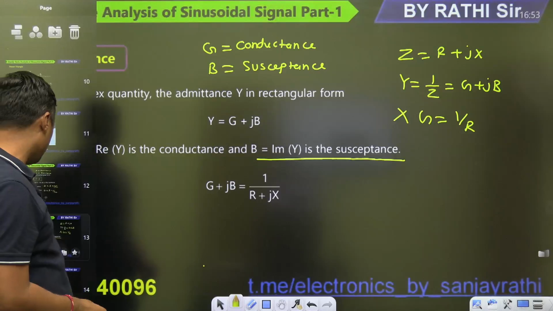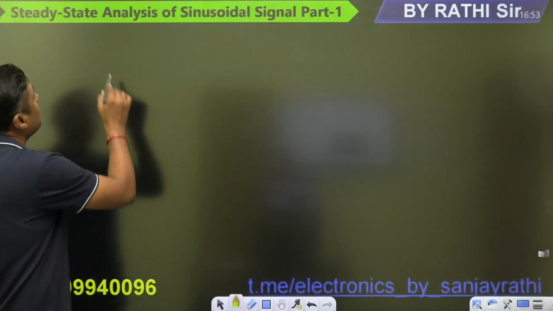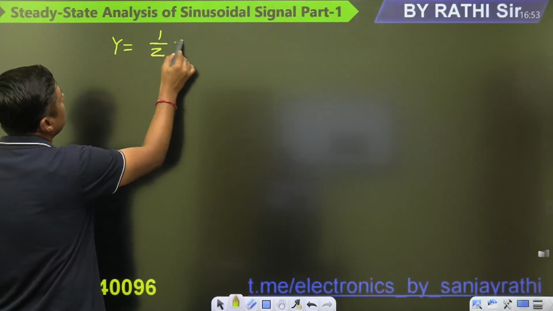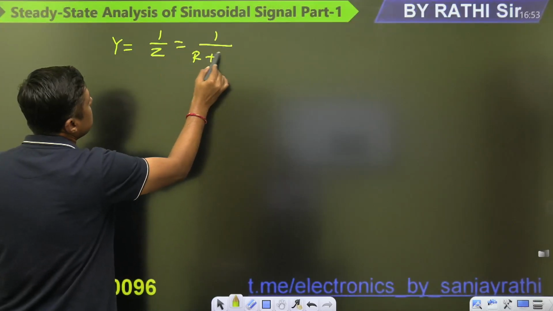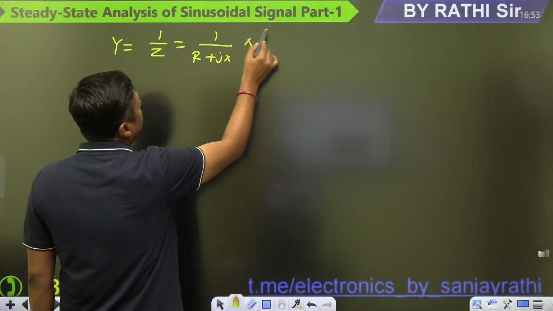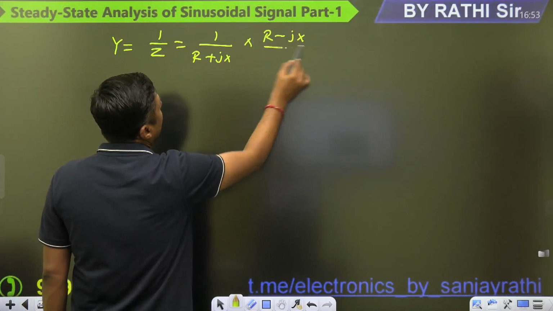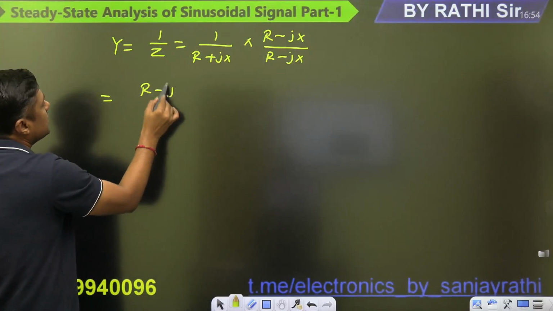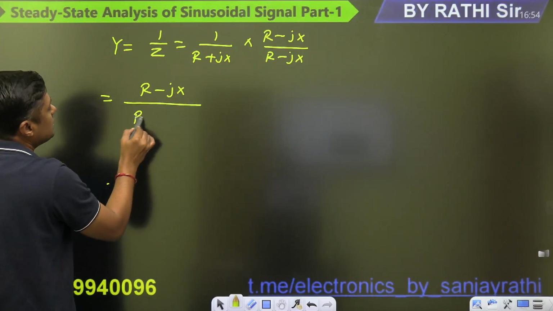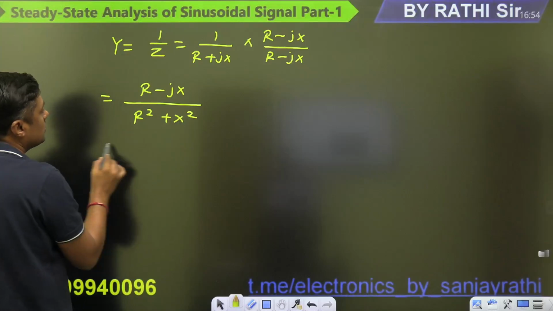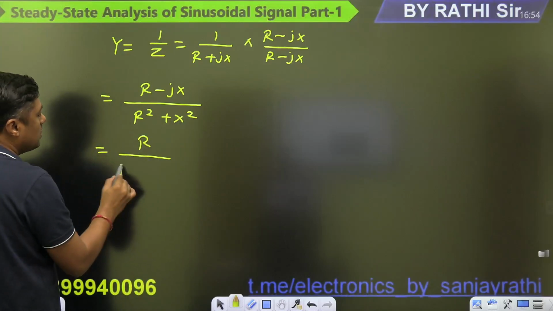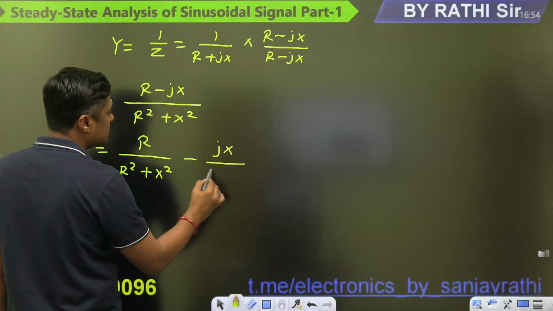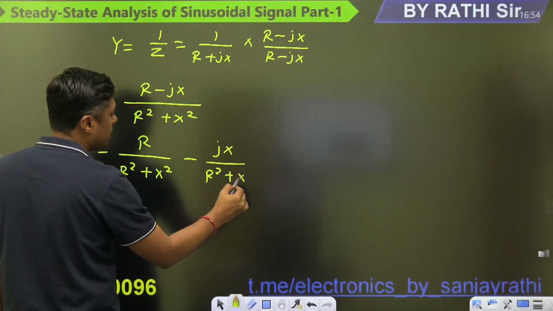What are the real and imaginary parts? What is Y? 1 by Z. What is 1 by Z? 1 by R plus jX. It is multiplied by R minus jX upon R minus jX. Then it will become R minus jX upon R square plus X square. So what is the real part? R upon R square plus X square. What is the imaginary part? jX upon R square plus X square.